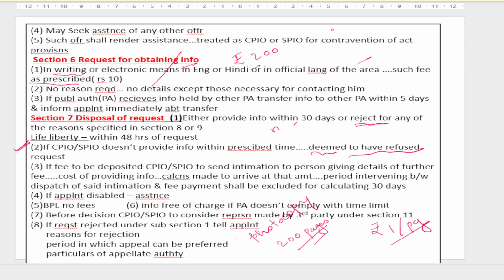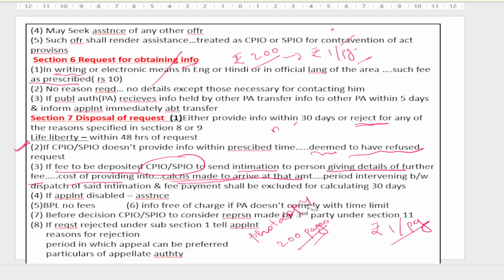You need to deposit ₹200, and the PIO will also list that since the cost of photocopying is ₹1 per page, and there are a total of 200 pages to be photocopied, so the cost is 200. And these are the calculations that are made to arrive at that amount. So this is about when the fee is to be deposited for giving the information. If the fee is to be deposited, then the central or state PIO will send intimation to the person giving details of further fee and the cost of providing information and the calculations made to arrive at that amount.